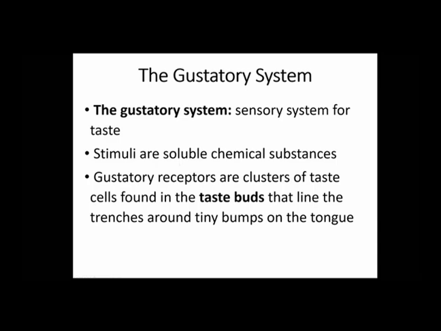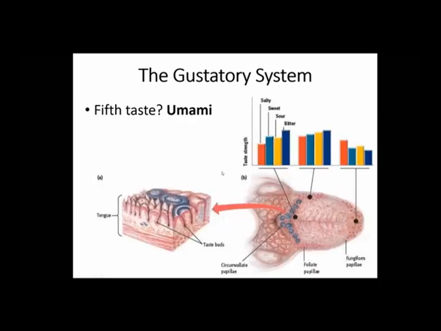so that it's accessible to our receptors. And our receptors for this gustatory system are clusters of taste cells that are found in our taste buds. These taste buds line the trenches around the tiny bumps on the tongue. I found it very interesting because I always thought that the bumps themselves were our taste buds, but in fact they are not. The taste buds exist in the grooves around the bumps, which we can see on this next slide here.